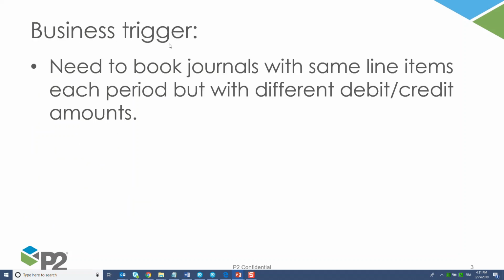So, the business trigger. We need to book a journal with the same line items, which means the same FQAs, each period but with different debit and credit amounts. So here we use the standard journals.